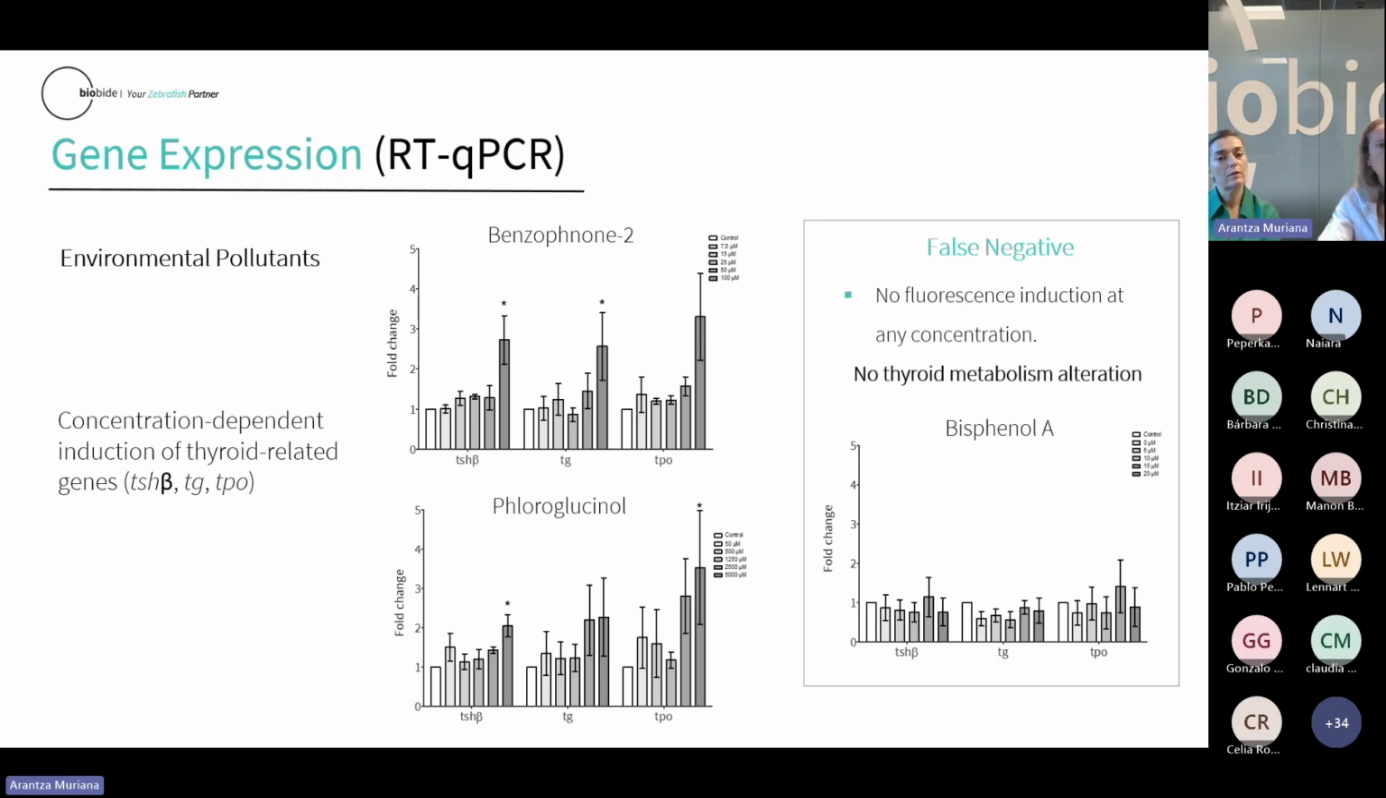And for the environmental pollutant chemicals, we also observe a significant increase for benzophenone 2 and phloroglucinol at the highest tested concentrations. But for bisphenol A, we didn't observe any change in the expression of the target genes at any of the concentrations tested. So we also classify it with this assay as a false negative.